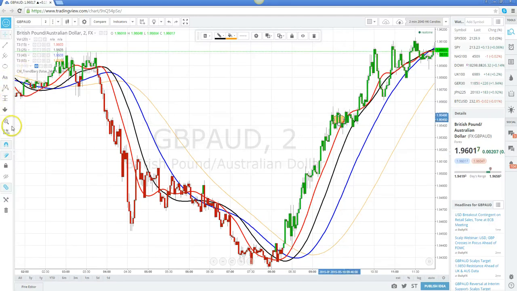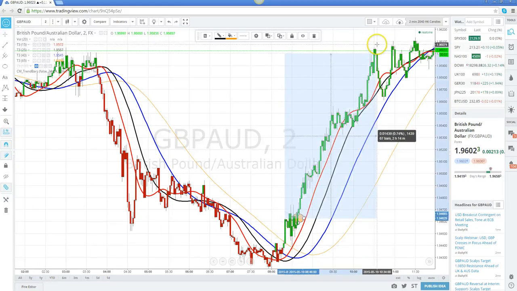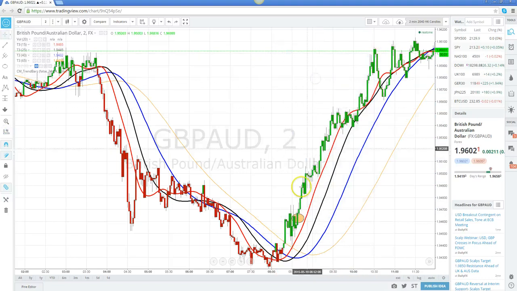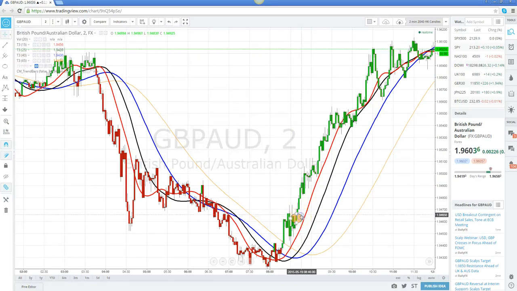Now that little run, let me find the ruler tool. That was about 88 pips. So I didn't make 88 pips. I didn't make 120 pips because that was the entire length of the move, if I'm not mistaken. This, green candle all the way up to the top was over 140 pips. I didn't make that many pips, but I got back in. I made another 50 pips.